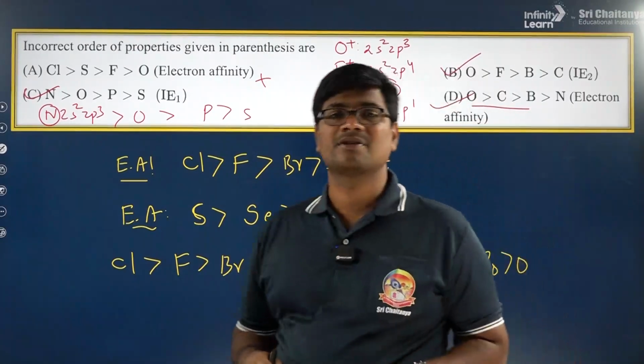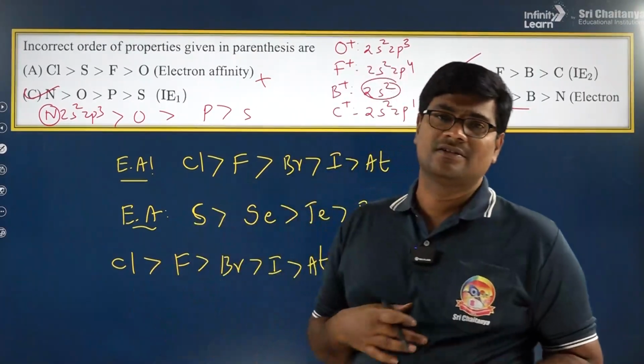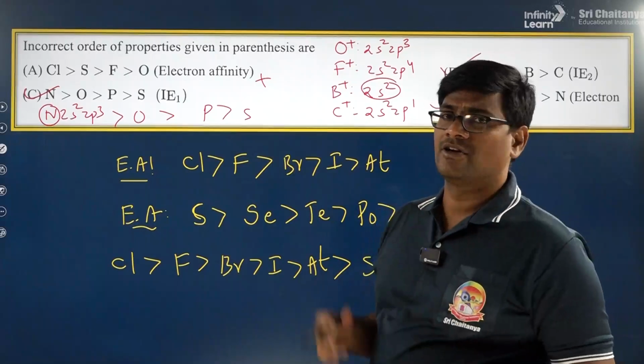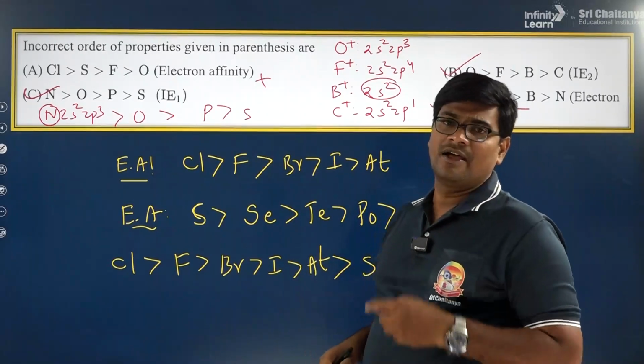So option D also is correct. So what is the incorrect option? Option A. I mean, the incorrect trend, option A. So option A is the right option. Okay, let's go for the next.